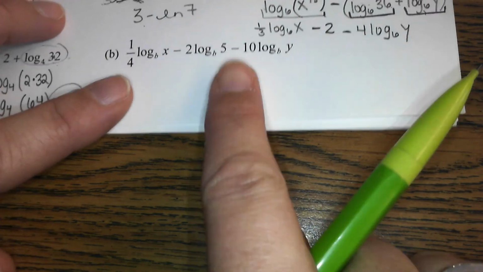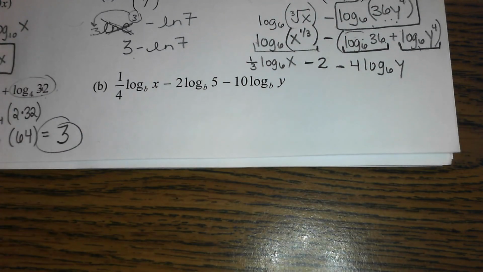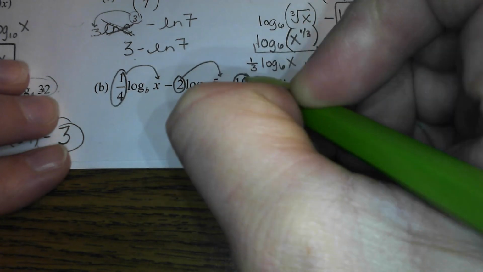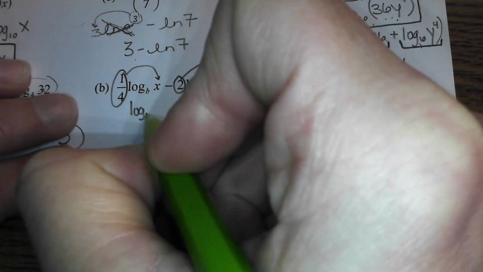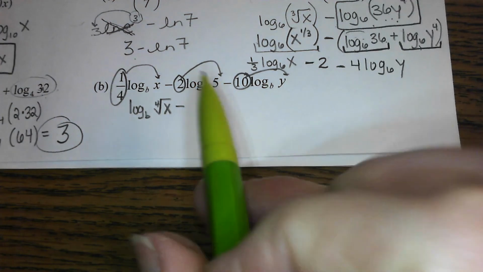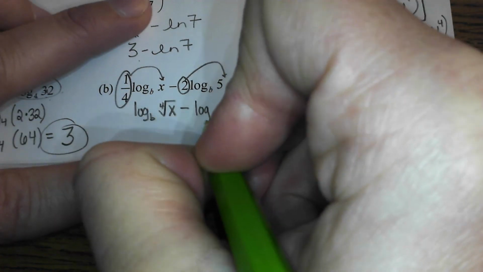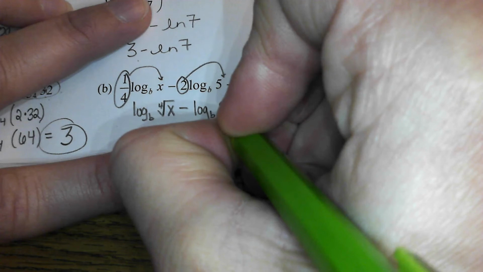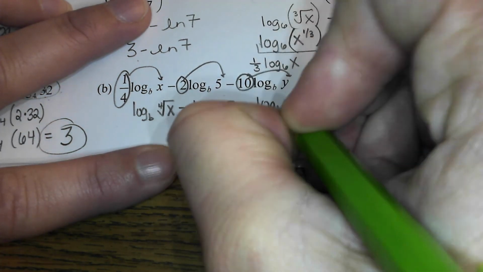Okay, so here's one that's going to be more complex because it's a string of 3 things going on. The first thing I would tell you is take all of your coefficients and bring them up to exponents. On this first one, I might even add to that, rather than writing x to the 1/4 power, I would write it as a radical, the 4th root of x. This one would be log base b of what number? What did you say, Andrew? 25, 5 squared, 25. Minus log base b of y to the 10th.